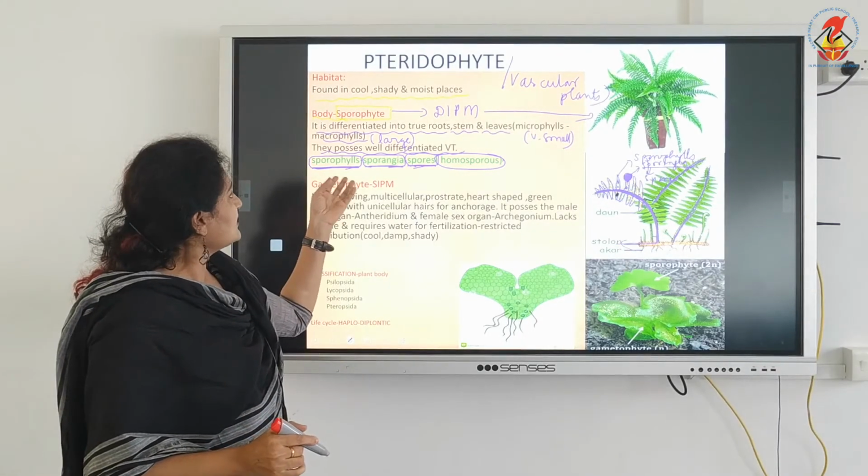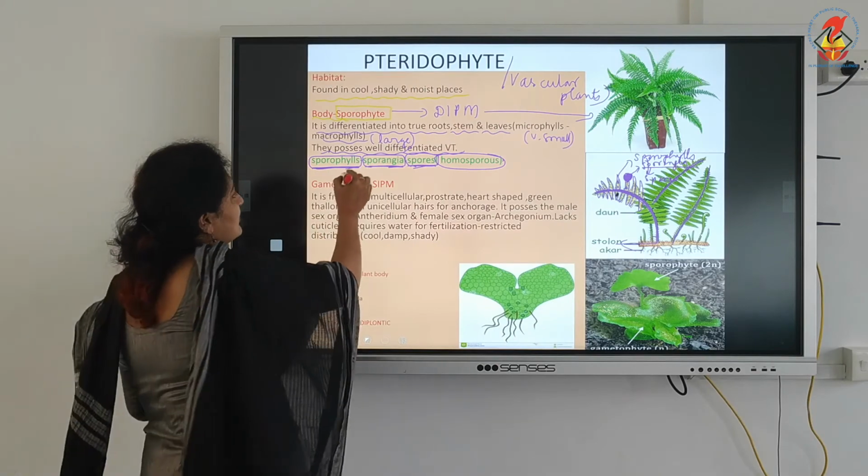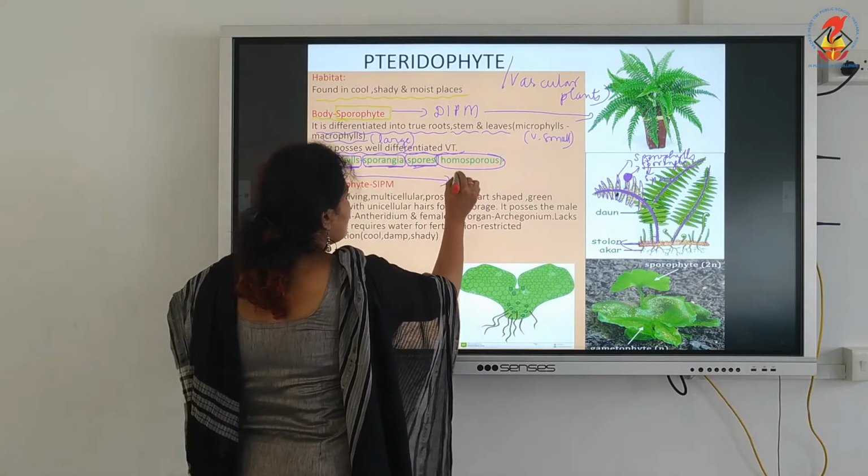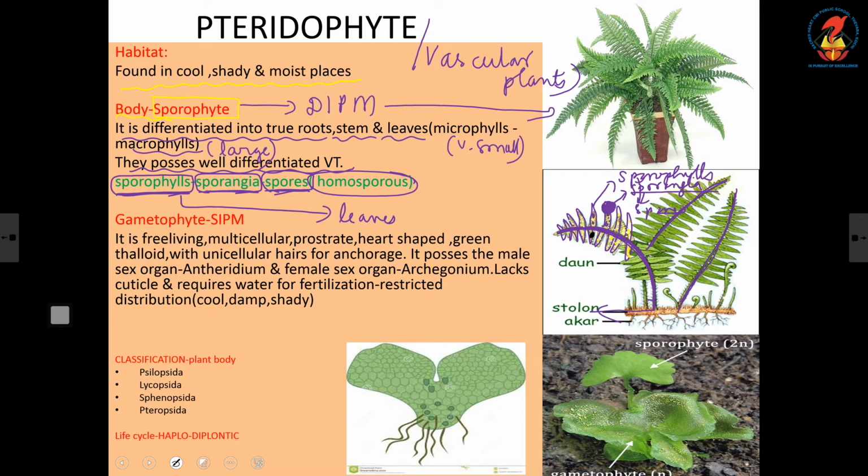Now, the sporophylls can be in different forms. It can be in the form of leaves, as in this case. See, this is the case. In the form of leaves, or it can be in the form of cones. Cones at the tip. See, like cones. So, that is complete about the sporophyte.